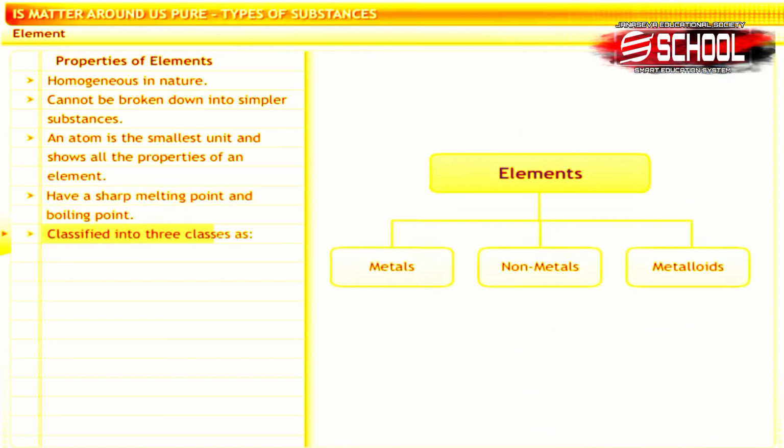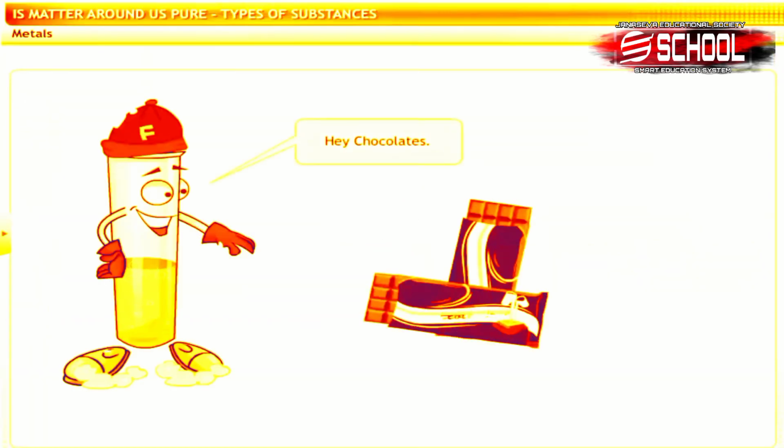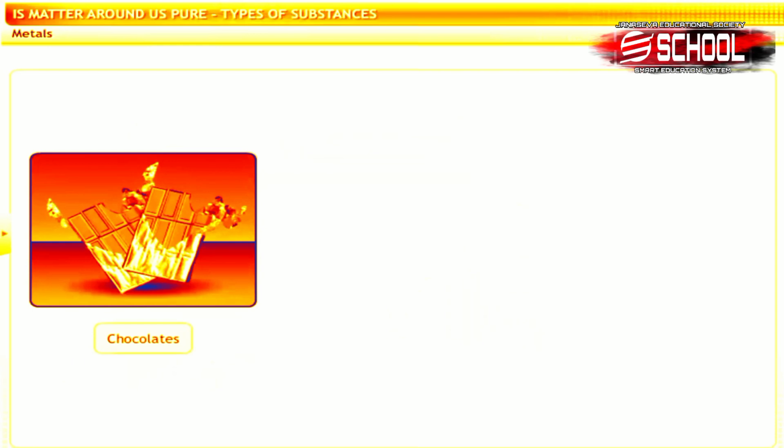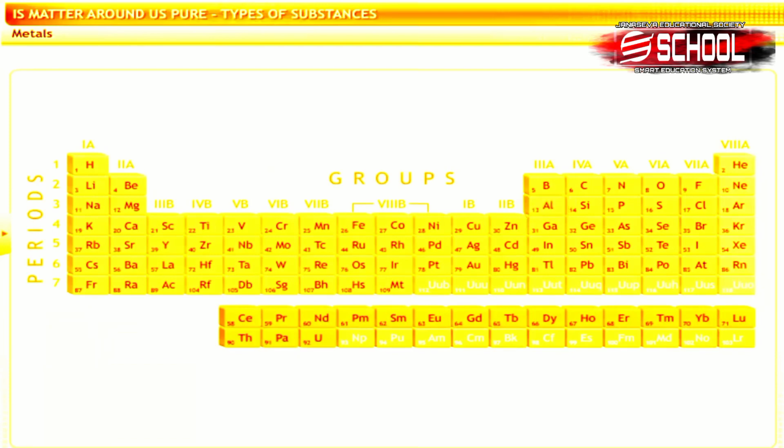Elements can be classified into three classes: metals, non-metals, and metalloids. Hey, chocolates. Did you observe they were wrapped in aluminium foil? Not only chocolates, but biscuits and medicines are wrapped in aluminium foil. This aluminium is a metal. Over 80% of known elements are metals. Let's see what metals are and their properties.